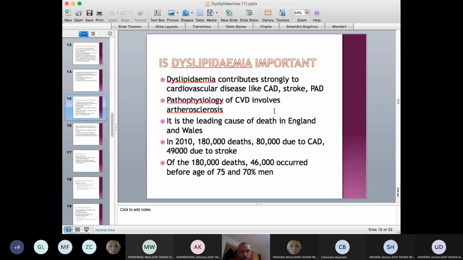So in England and Wales, we all know that cardiovascular disease is still the leading cause of death. As the figures there show, unfortunately they are for 2010, but 180,000 deaths were directly as a result of this, with 80,000 due to coronary artery disease and 49,000 due to stroke. It unfortunately affects disproportionately. The males seem to be more affected, especially when you are above the age of 75.